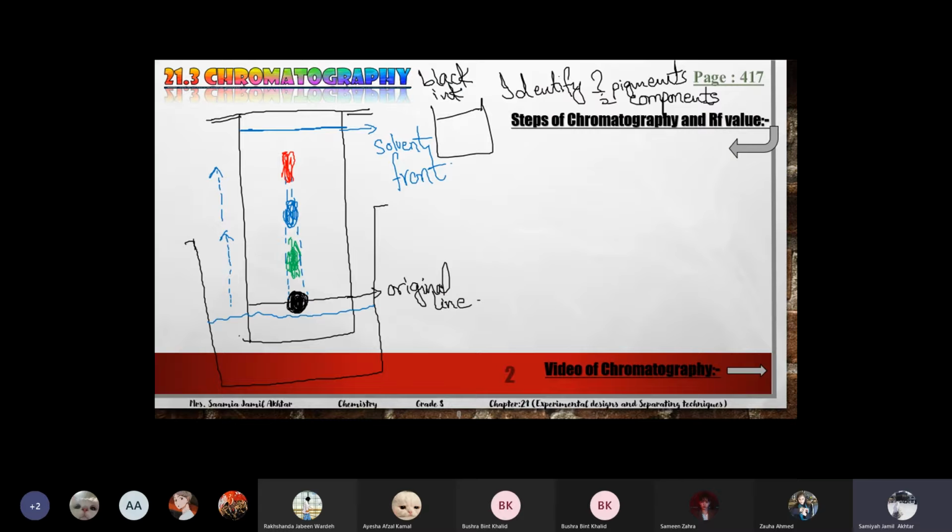So the first few steps I told you about: we'll draw the original line with pencil and then we'll put a drop of ink. Teacher, where is the filter paper placed? The filter paper, we will hang it from the top, by using some sticks or pencil. We'll hang it such that its original line would be above the water level.